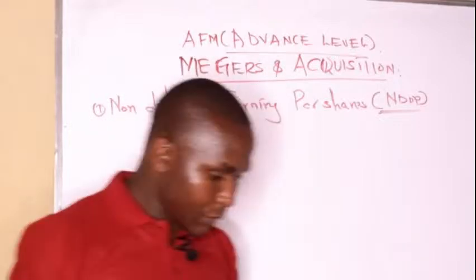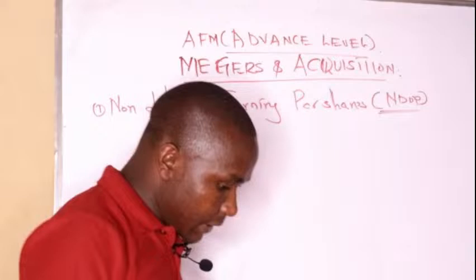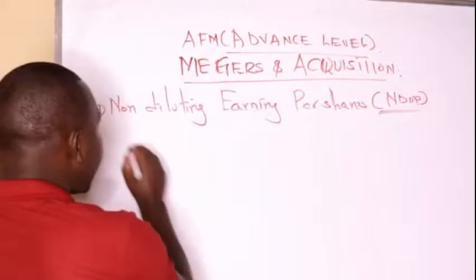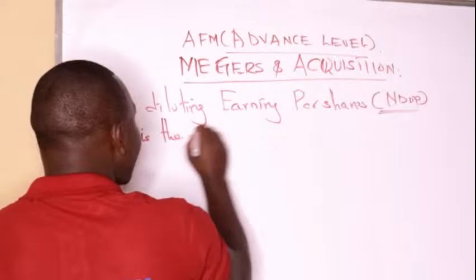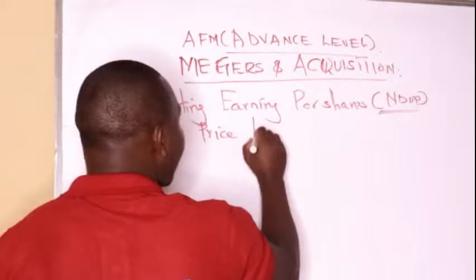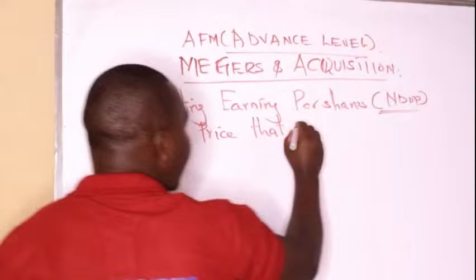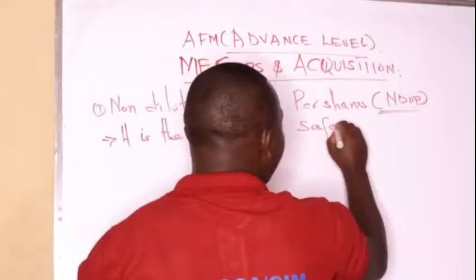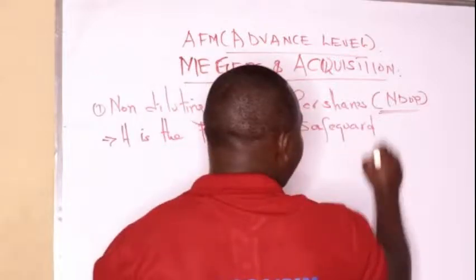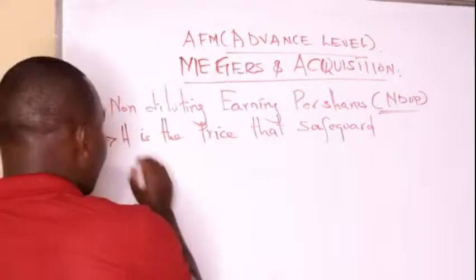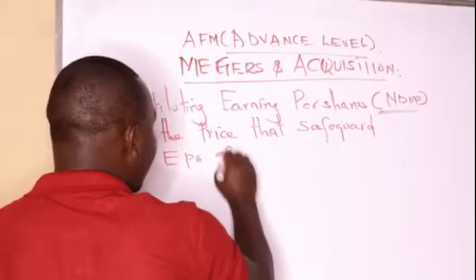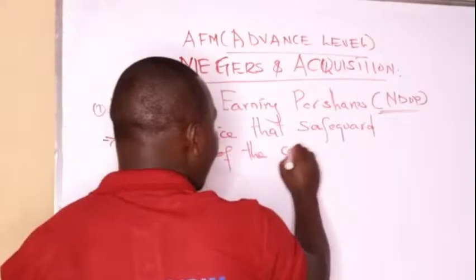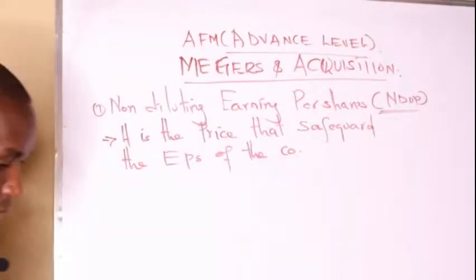So you can give the definition and say it is the price that safeguards the earning per share, or the EPS, of the company.